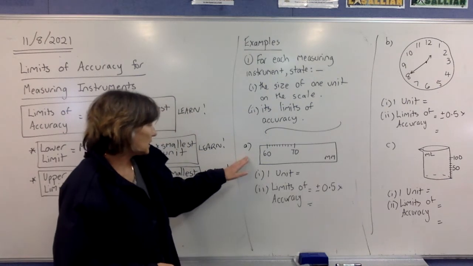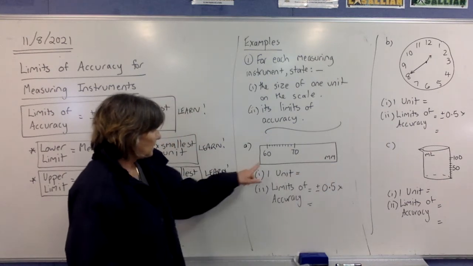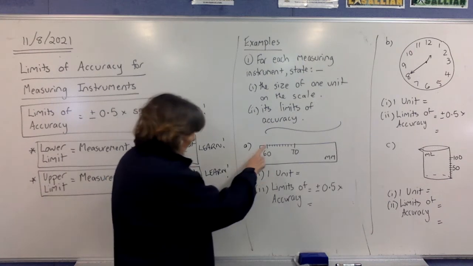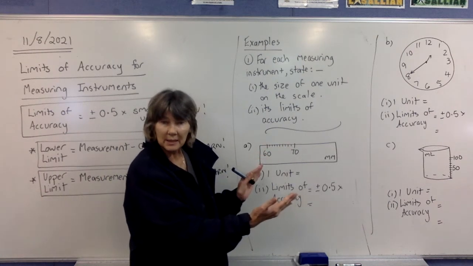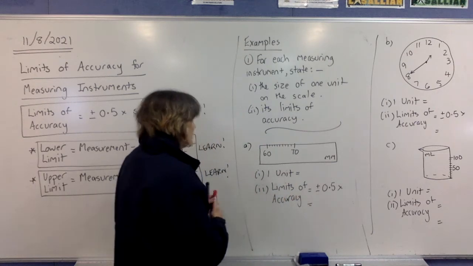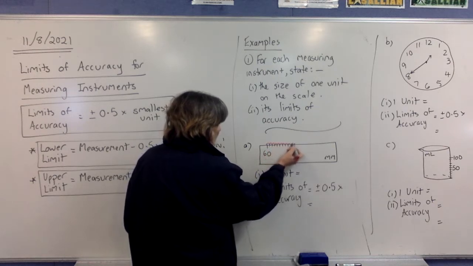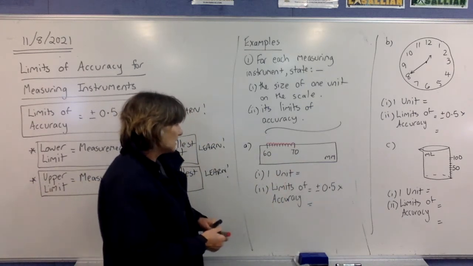If you have a look at this scale here, it tells you it's in millimetres. Make sure you look at that as well. It's giving you a 60 and a 70. Now if you count this quickly, you will see that there are 9 little marks in between the 60 and the 70. But remember, when we're doing this, we're counting gaps. So we've got 1, 2, 3, 4, 5, 6, 7, 8, 9, 10. So there are 10 spacings there between the 60 and the 70.